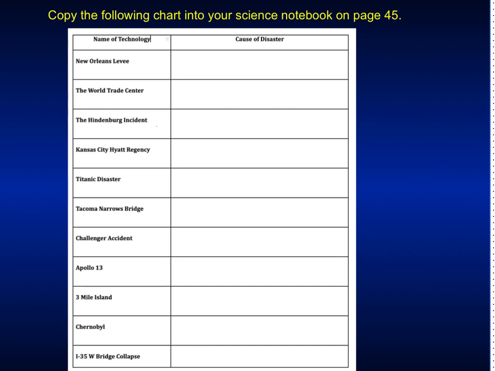I-35W bridge collapse. So we want to write all 11 of those types of technology down the left-hand side of your page, and then over to the right, we're going to title it Cause of Disaster and leave open space. And what we will do is we will fill this chart in together as we move through the next several slides and we look at these different types of technology. So at this point, I would probably pause the video and finish copying all this information onto page 45. And then when you're done, you can restart it and we'll move on.